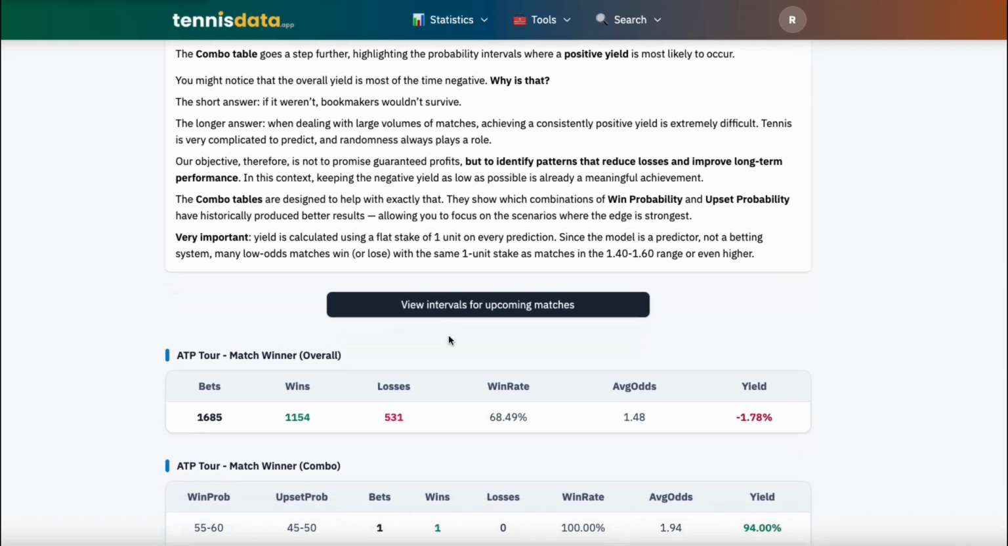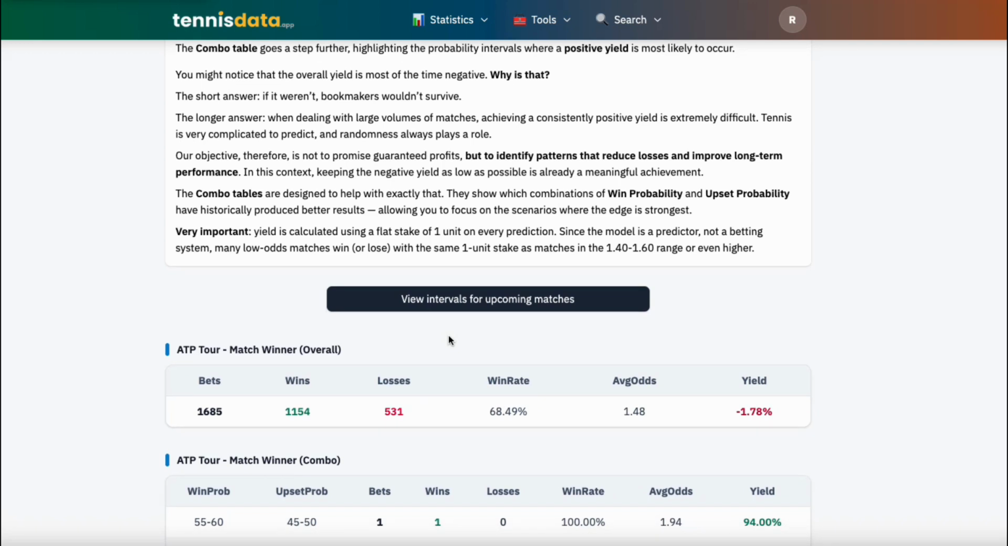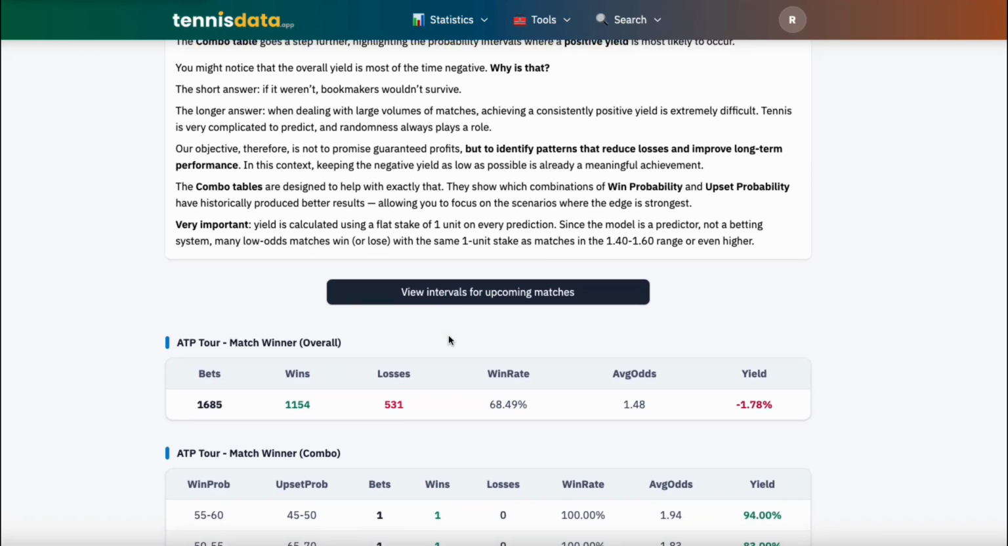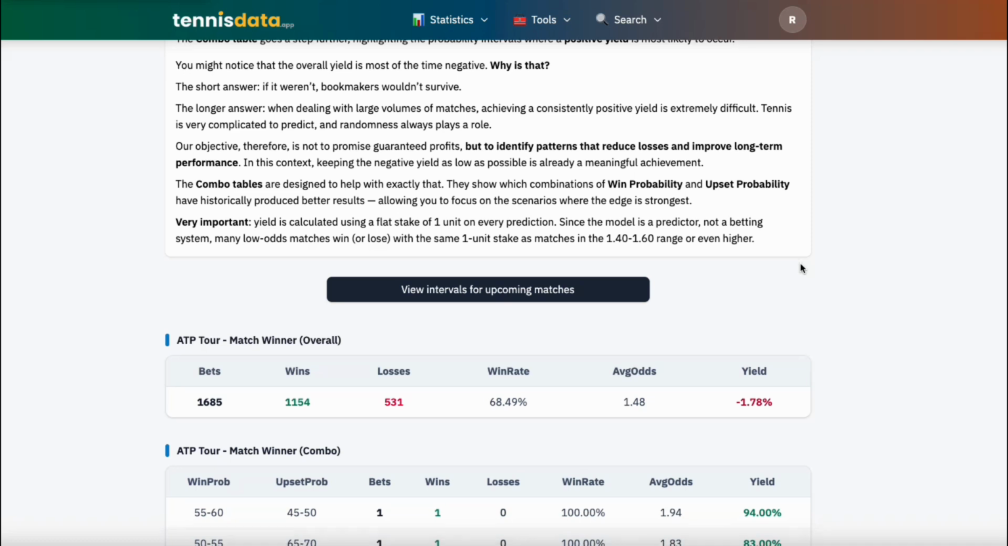The model only makes predictions. It does not recommend a staking strategy. So, for tracking purposes, we use a standard one-unit stake for every prediction, whether the odds are 1.2 or 2.3. And this matters because if you lose several predictions at low odds, like 1.2, recovery becomes much harder. You still lose a full unit each time, and the winning return from low odds is much smaller.